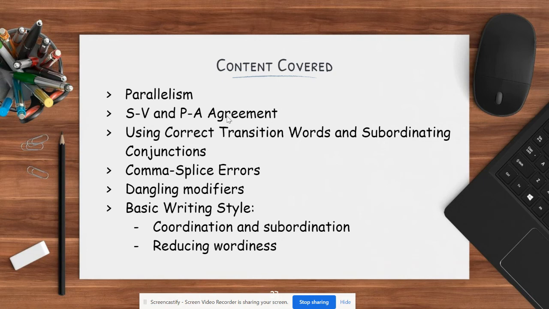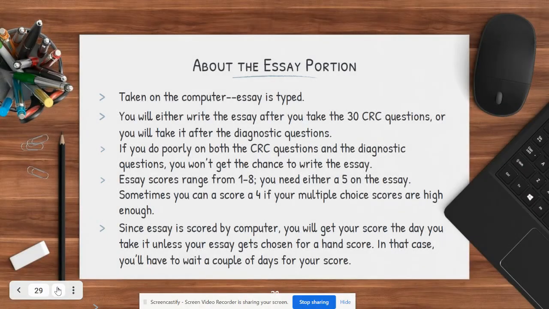And those I'm going to cover in a video at a later date. The last thing is the essay. The essay is taken on the computer. It has to be typed.